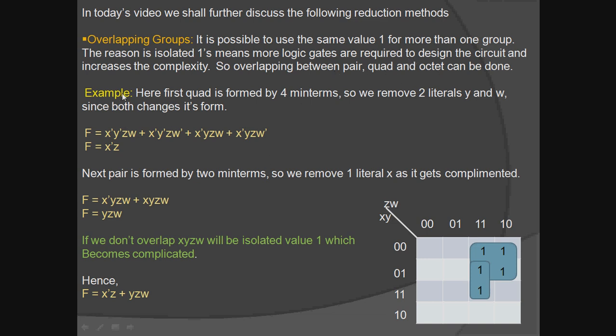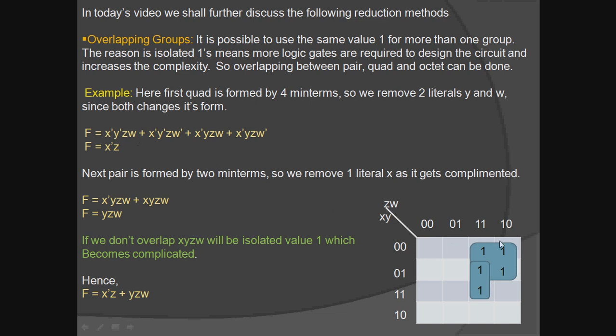So here is an example. Here the first quad is formed by four minterms. If you see this K-map, here we have four variables x, y, z and w, and these are the values that are assigned to the variables. It is arranged in this order. Each cell is a combination of these values, so that many combinations of values, or minterms, can be formed. This represents one minterm value. These are the minterms, right?